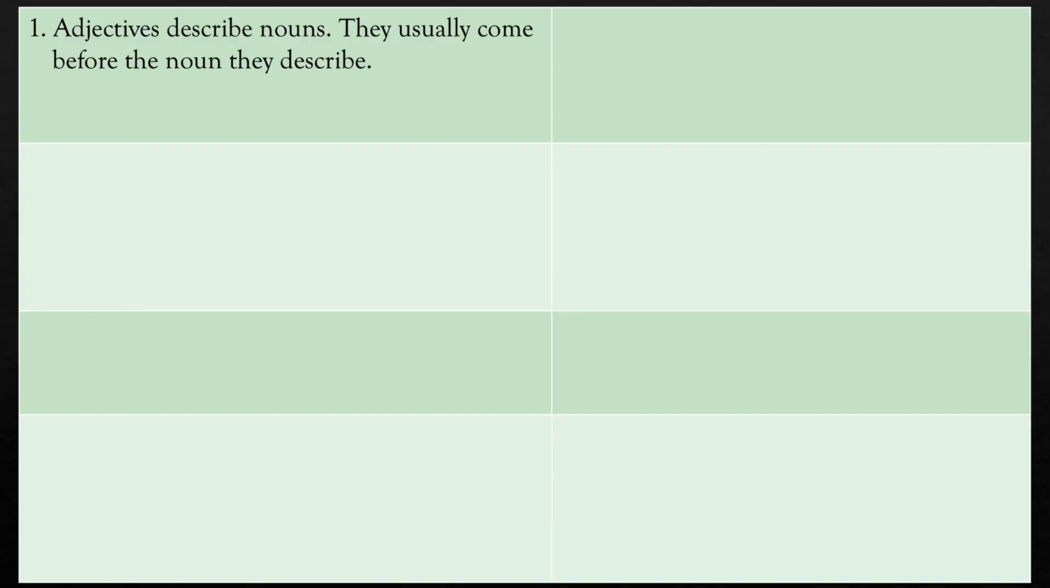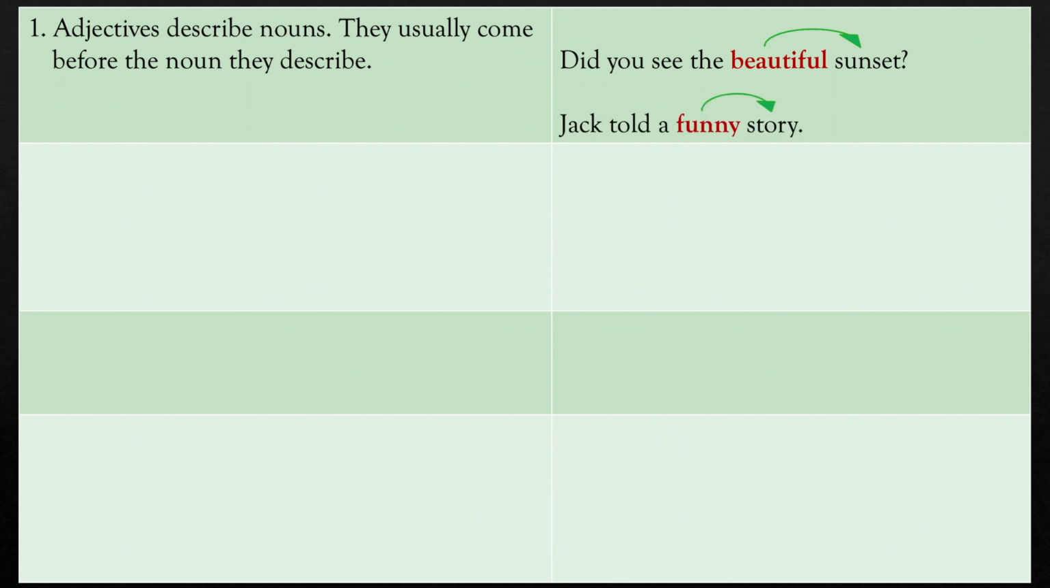Rule number 1. As you know, adjectives describe nouns, and in English, we usually put them just before the noun it describes. For example, did you see the beautiful sunset? Here you can see that beautiful is the adjective, and it's talking about what kind of sunset you're looking at. So beautiful describes sunset.